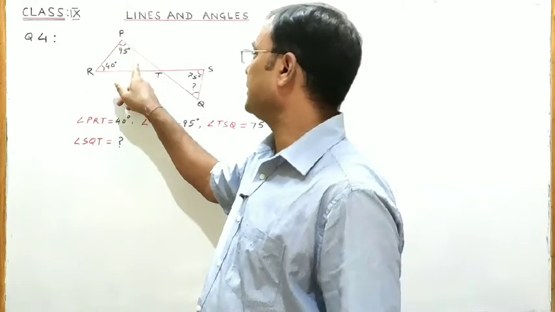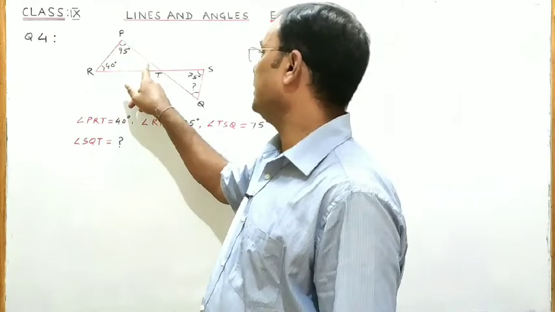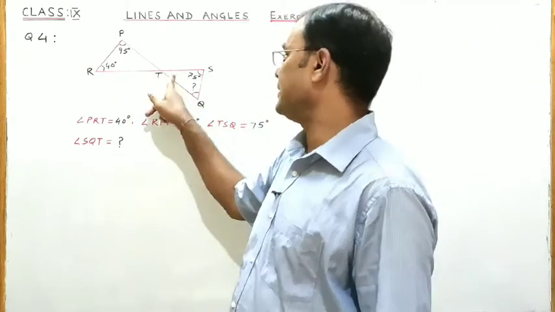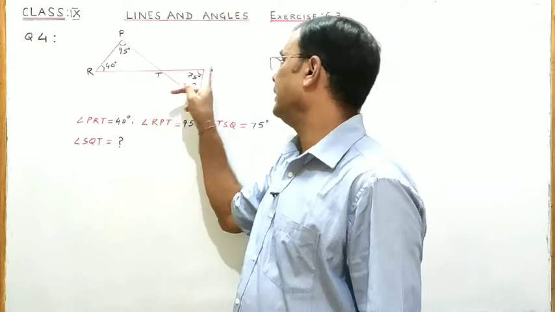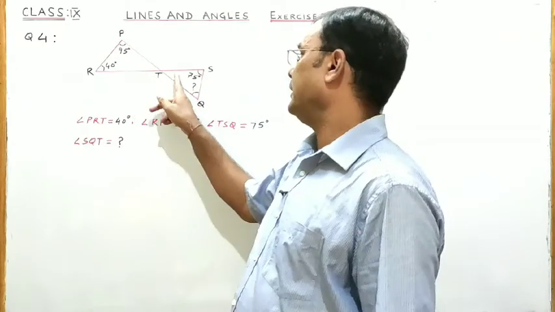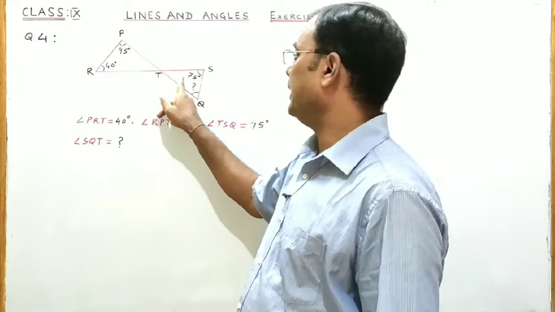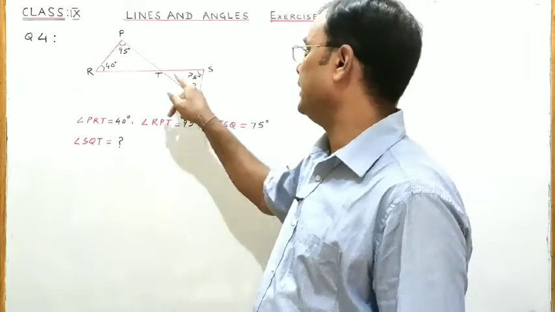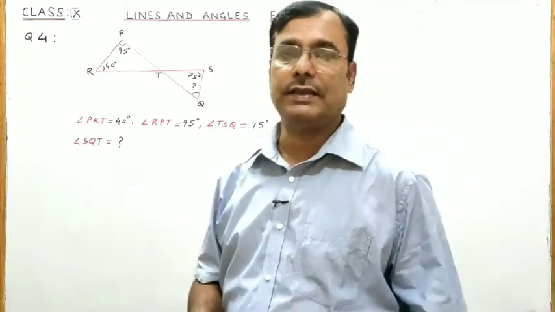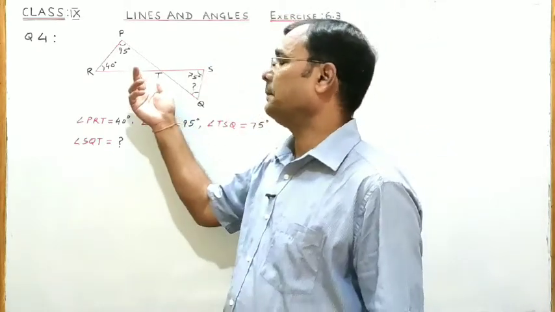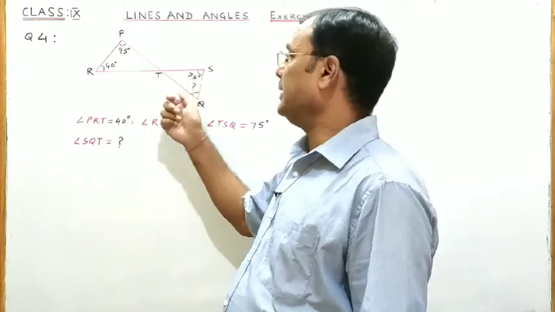You can first find angle PTR, which will be equal to the vertically opposite angle STQ in triangle SQT, and thereafter in triangle SQT, by applying the angle sum property, you can find angle SQT. Otherwise, you can use the exterior angle property of a triangle also.